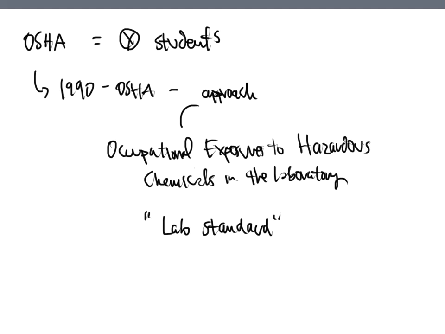We still have to have rules and regulations that concern the laboratory environment. So in the next video, we'll pick up from here and we'll continue on and we'll talk about this lab standard in more detail, which will eventually lead us to what we are calling the chemical hygiene plan.